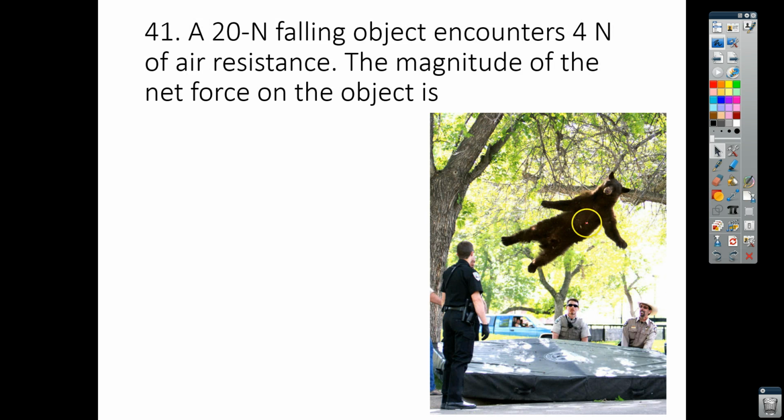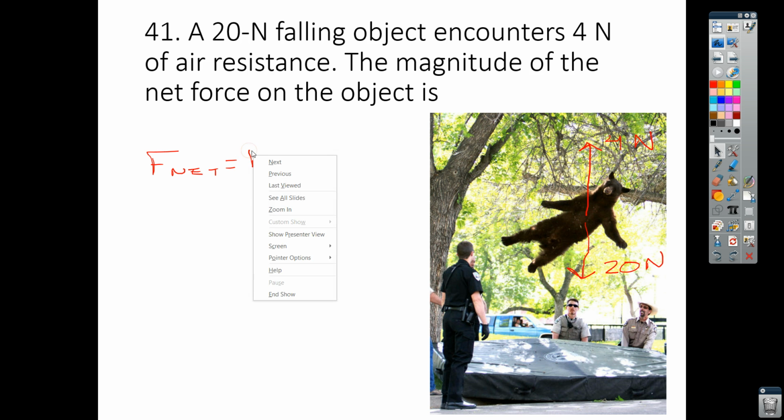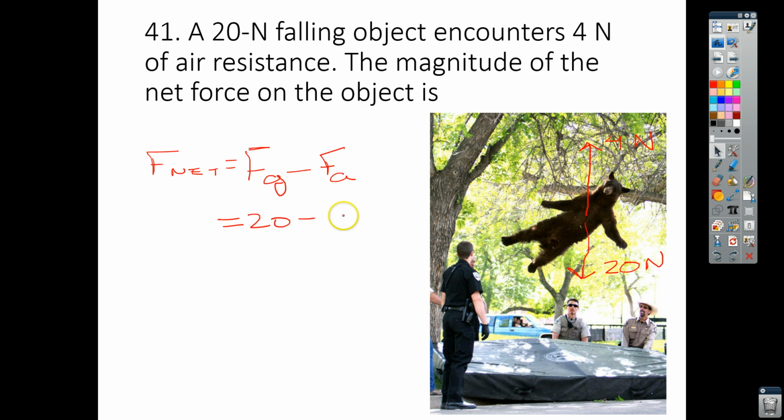Number 41, here's our bear. He's falling. He is the 20 newton object, so I know that mg for him is 20 newtons. And the force of friction on his fur is 4 newtons. They want to know the magnitude of the net force. Here the net force will just be equal to, since it's going down, F of gravity minus F of air resistance. Force of gravity is 20, force of air resistance is only 4, so the net force here is 16 newtons.